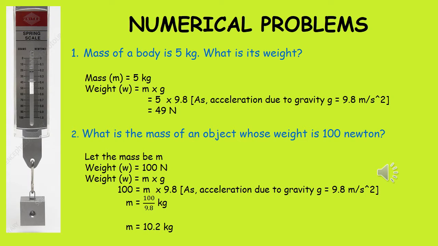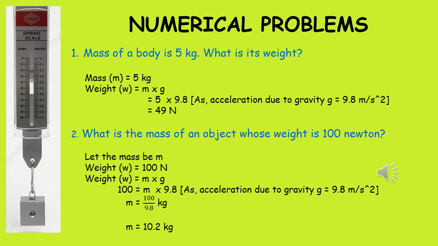First numerical: mass of a body is 5 kg, what will be its weight? So, mass m is equal to 5 kg, weight is equal to mg. In place of mass m, we are replacing the value of m by 5, 5 × 9.8, that is equal to 49 Newton. Be very careful here that unit of weight is Newton, it is not kg.